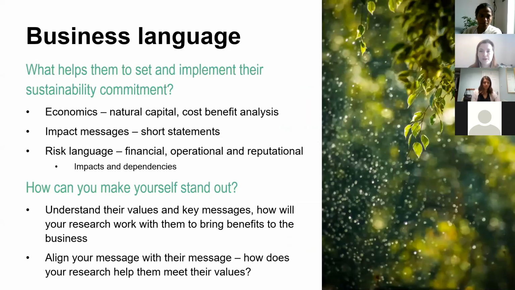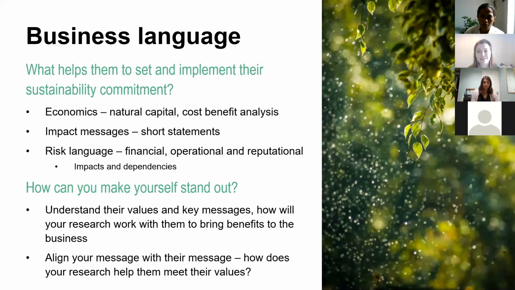And then again, we've touched on this briefly before, but in terms of business language, what helps them set and implement their sustainability commitments. So in businesses, you have economics as a key driver in terms of their profit and benefits that they're going to take away. And this comes in the form of natural capital or cost benefit analysis, which I think you're doing some of this later on, and you may have touched on this before, but putting a value on ecosystems that they can understand in terms of monetary values or qualitative or quantitative values.